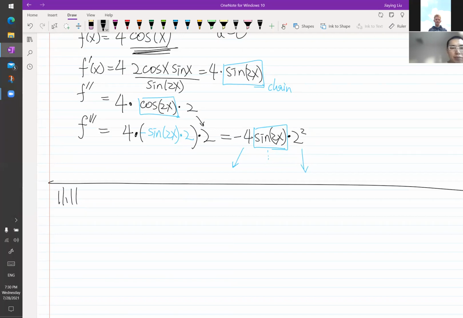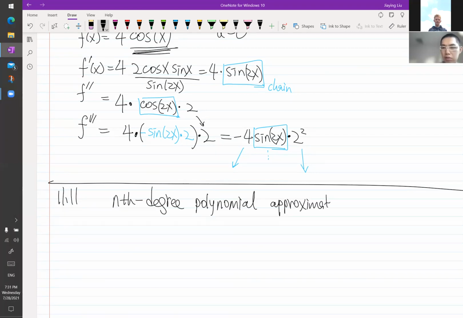All right, so this is 11.11, the last section, just part of it. Let me write down a couple of definitions. The first thing is called the nth degree polynomial approximation of f. It's also called the nth degree Taylor series expansion, it is the same. It's just that nth degree is not going to infinity.